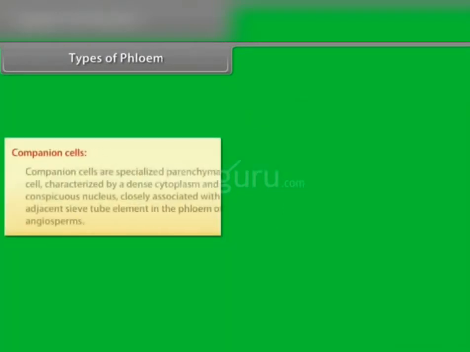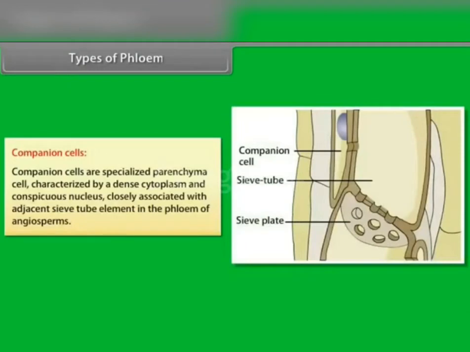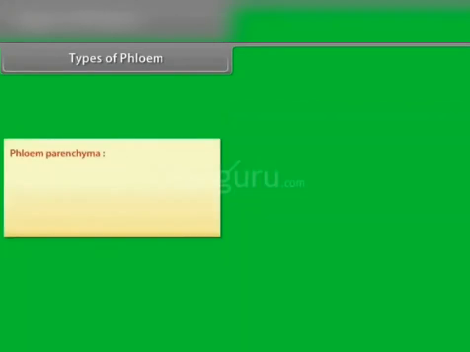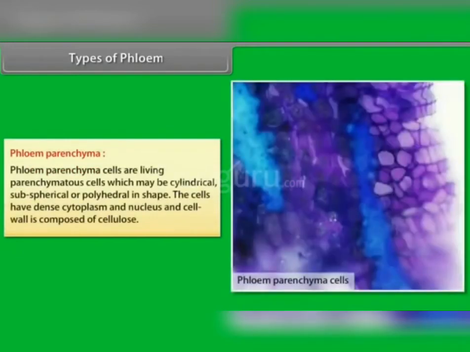Companion cells. Companion cells are specialized parenchyma cells characterized by dense cytoplasm and conspicuous nucleus, closely associated with adjacent sieve tube element in the phloem of angiosperms. Phloem parenchyma. Phloem parenchyma cells are living parenchymatous cells which may be cylindrical, subspherical or polyhedral in shape. The cells have dense cytoplasm and nucleus and cell wall is composed of cellulose.